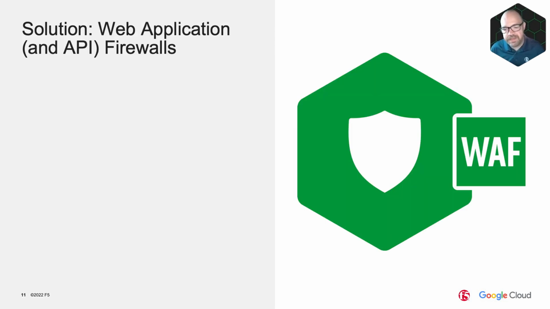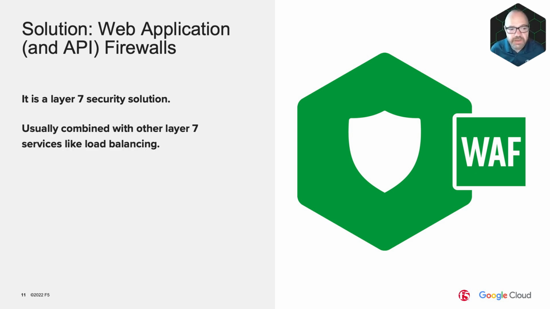Okay, so the kind of industry solution to this is some kind of web application and API firewall. They're a layer 7 security solution, usually combined with other layer 7 services like load balancing. We'll talk about the architectural positioning in a minute, but you can have standalone services in the old school world of data centers with things in racks. Fewer things in racks is generally better.